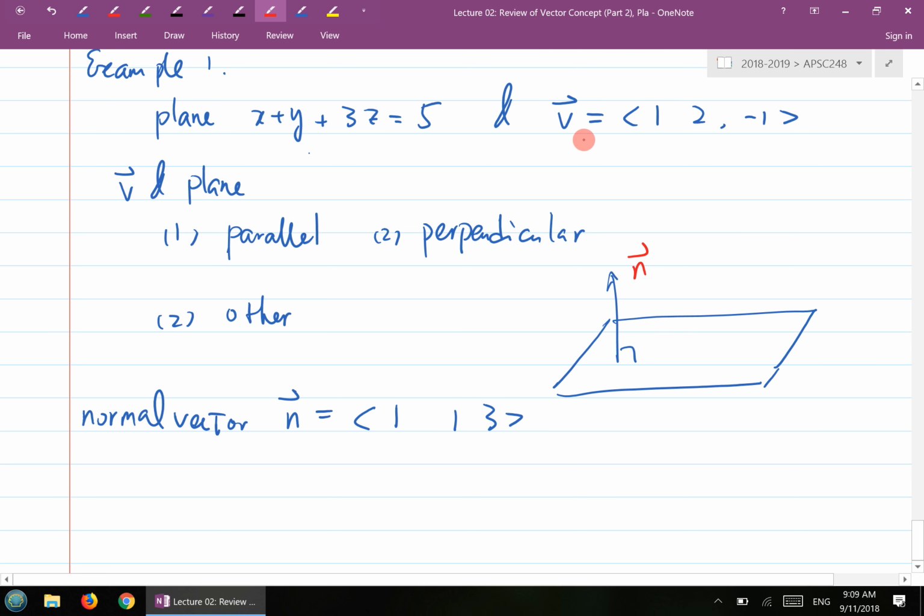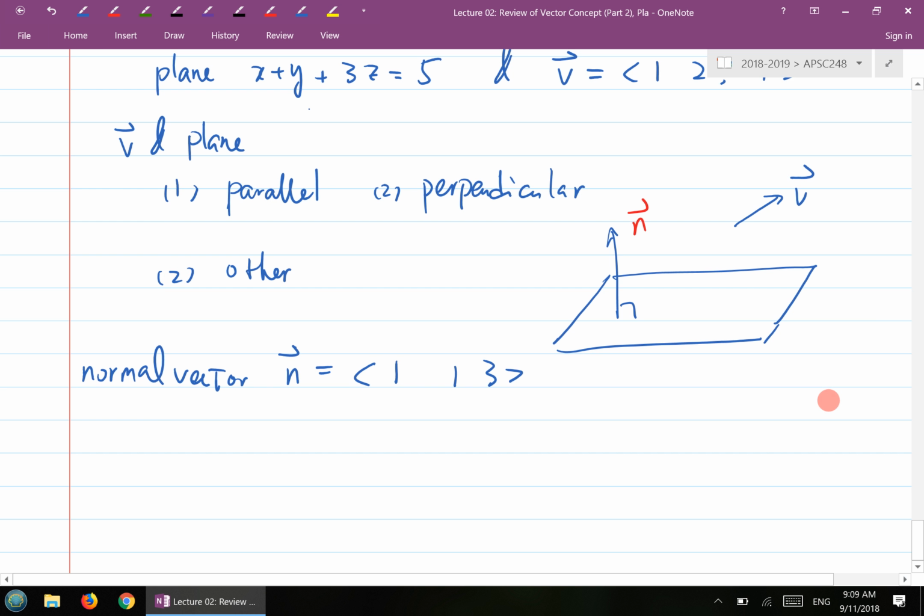The v here, I'm not sure of the relationship yet, so I'll just draw the v here. But now we've got n, we've got v, right? So the question can be translated into a slightly different type of calculation. If I want to know the relation between v and the plane, I can probably get the same information if I know the relationship between v and n. So to put it simply, let's calculate the dot product.